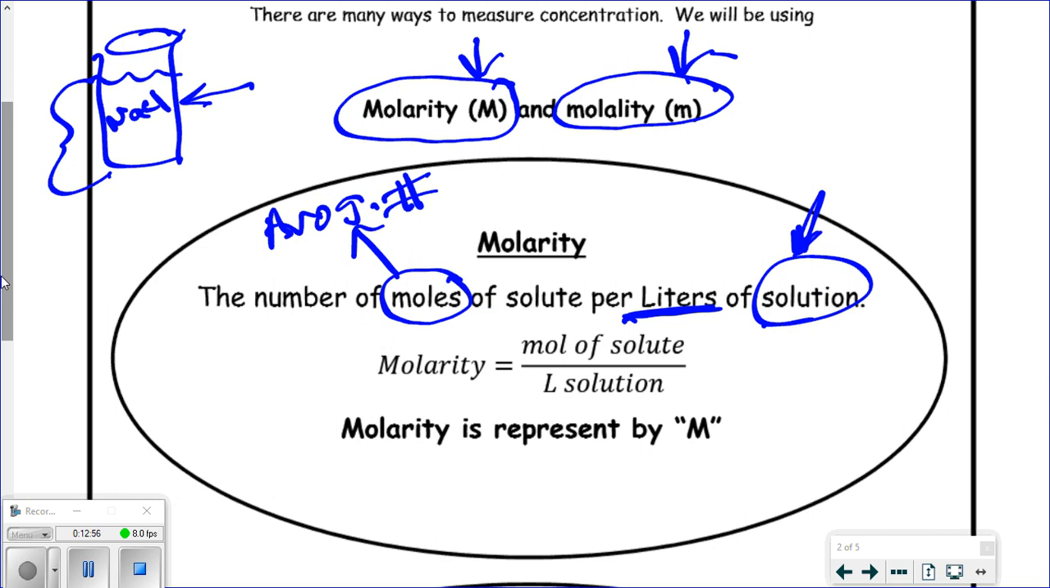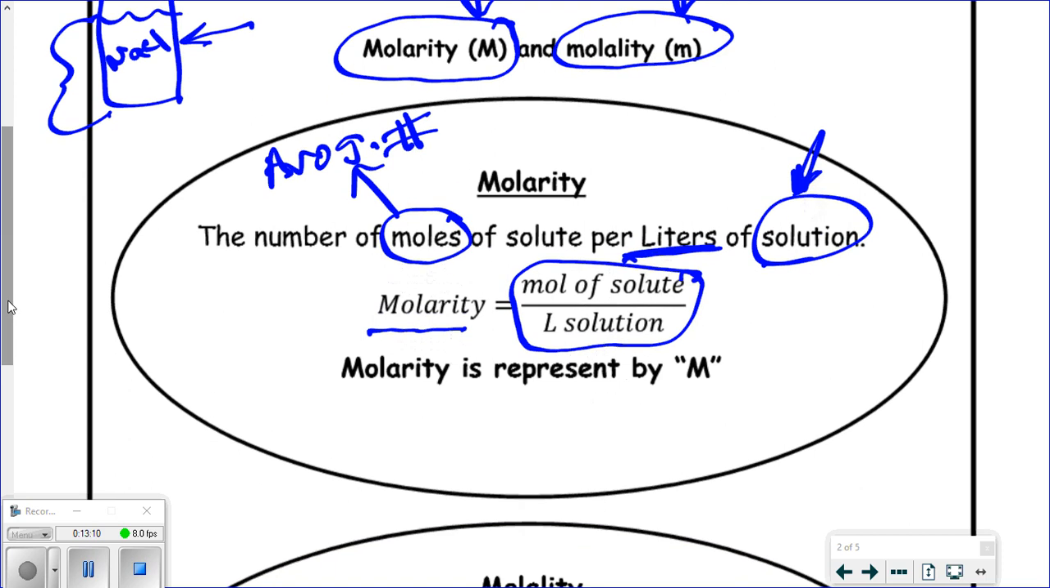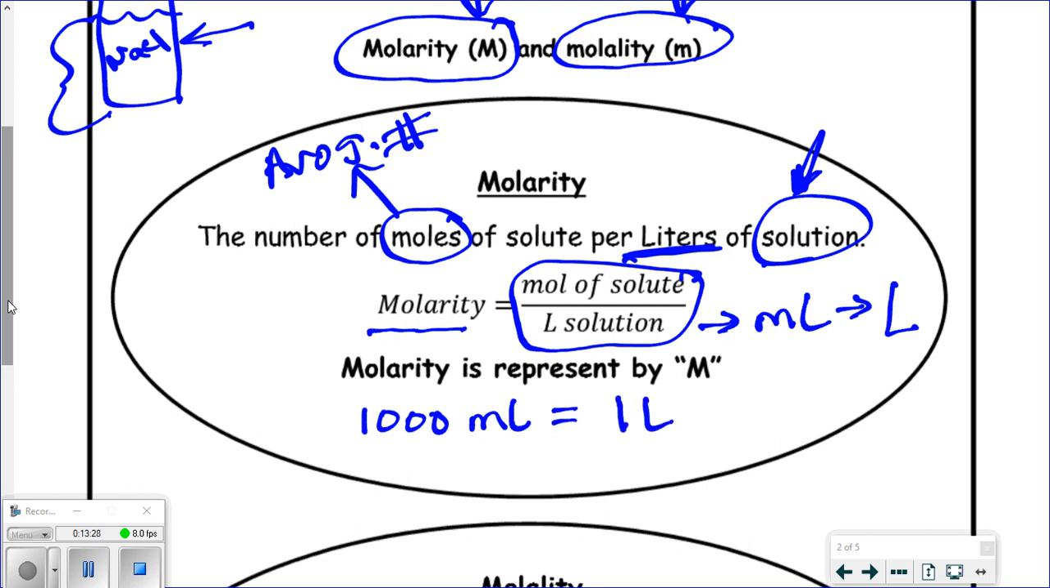Now, with molarity, here is the formula right here. The moles of the solute divided by liters of solution. Now, the thing you've really got to be careful about, I'm telling you right now, is it has to be in liters. So if you get milliliters, you've got to convert to liters. Don't forget about that. So I'm going to write a little note down here to remind you: 1,000 milliliters is in 1 liter. So we're going to have to go back and use things that we learned in the past to do some of these calculations.